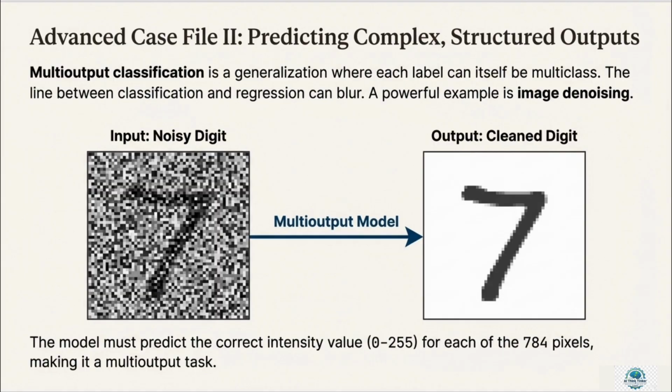Think about what the model has to do. It has to predict a value for every single one of 784 pixels. And each pixel can be any intensity from 0 to 255. Technically, this blurs the line between classification and regression, but we treat it as a multi-output classification task. We train the classifier to predict the correct class for every pixel simultaneously. The result is a system that can magically wipe away noise and restore data.